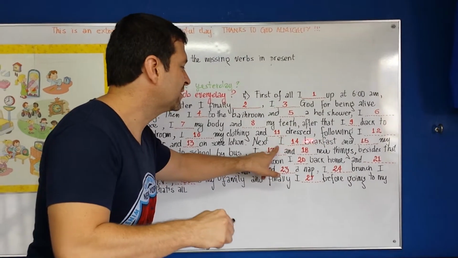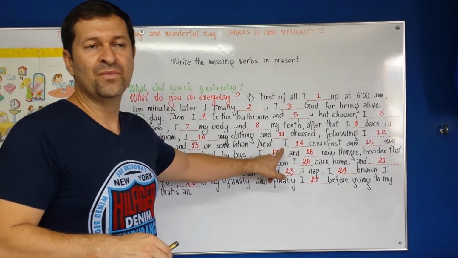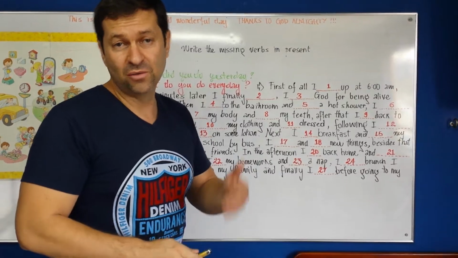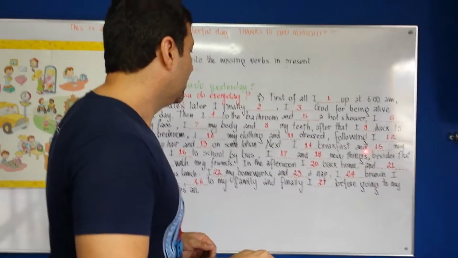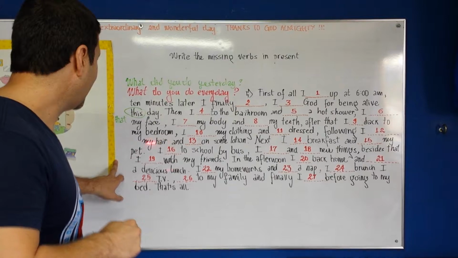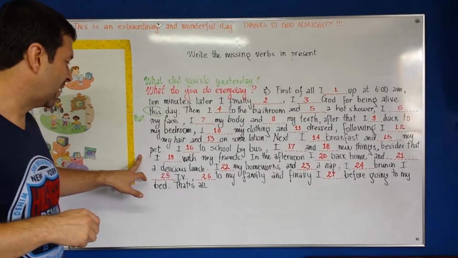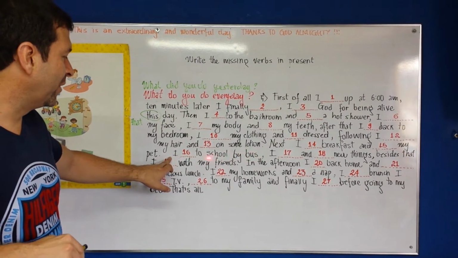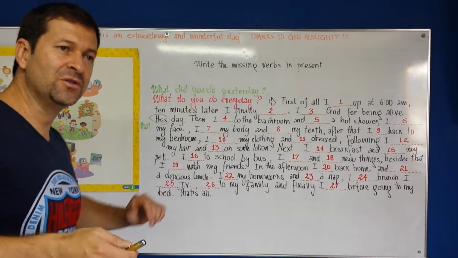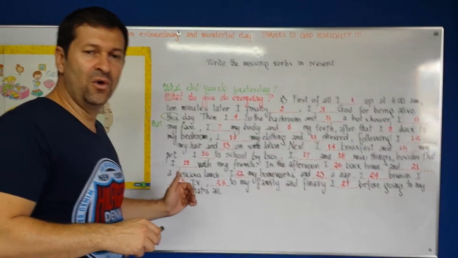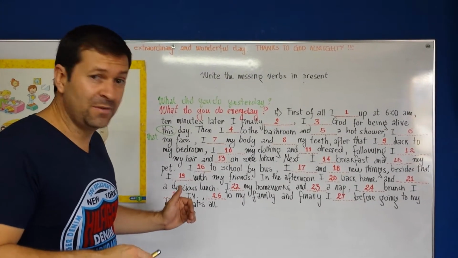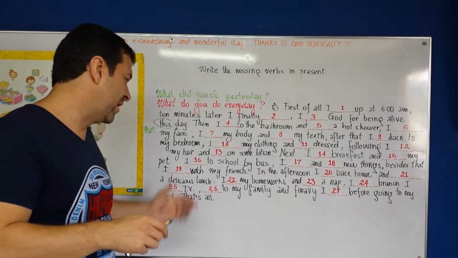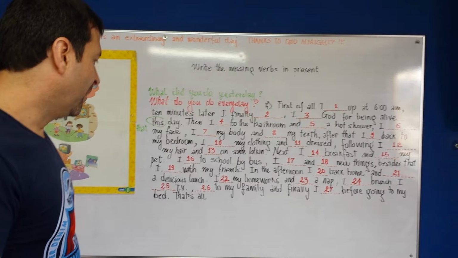Next, I have breakfast. Enseguida tengo el desayuno. Para las comidas, breakfast, lunch, dinner, brunch, utilizamos el verbo have. And I feed my pet. Y alimento a mi mascota. I go to school by bus. Voy al colegio en bus. Always when you are using the means of transportation, that you are going to talk about the train, by train, by car, by motorcycle, whatever. Voy al colegio en bus.